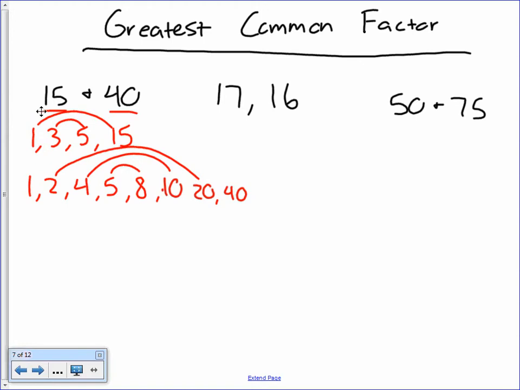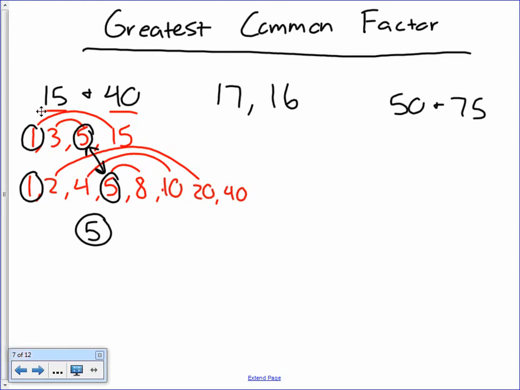Now, looking at those two lists, we have to look at which ones they have in common. Well, they have the 1 in common for sure. 3 isn't in the 40 list. 4 isn't with the 15. The 5s are in common. And there's no 15 in the 40. So actually the biggest number that divides both of them is 5. So the greatest common factor of this one will be 5.